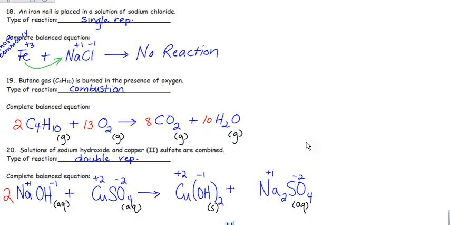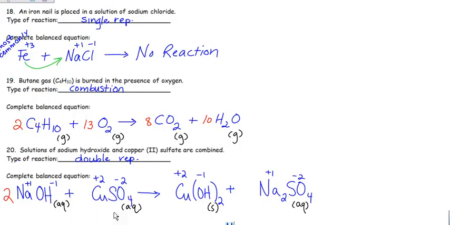And finally, number 20 is a double replacement. Solutions of sodium hydroxide and copper 2 sulfate are combined. The rule with a double replacement is that my reactants must be aqueous. So we check our solubility chart. All sodium compounds are soluble in water. Most sulfates are also soluble. There are a few that don't dissolve, but copper is not one of the exceptions. So this is a go. If even one of these reactants would have been solid, this would have been a no reaction.